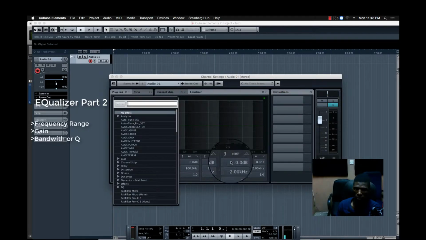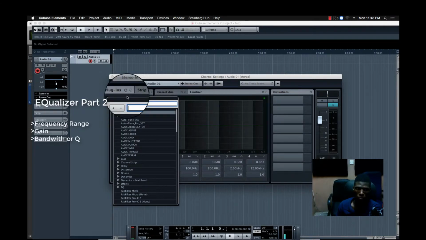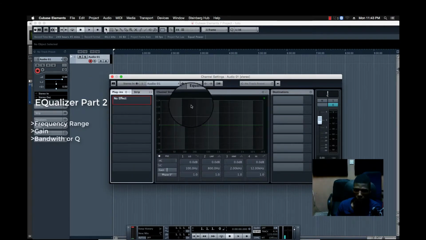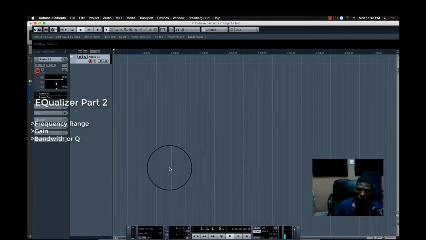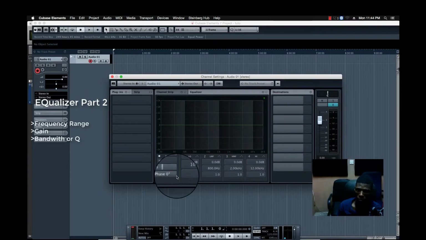The equalizer here in Cubase is the same as the one that you just saw, but the difference is how they've laid it out here. Let me just bring it back. How they've laid out everything here. So basically, you remember what we were talking about.